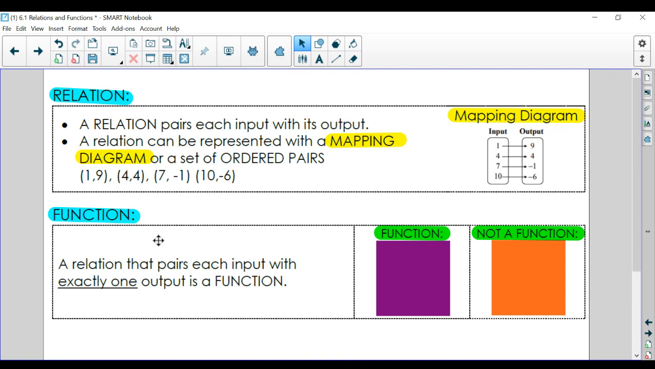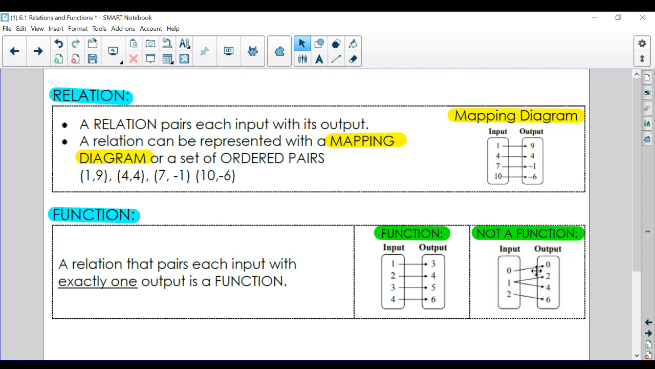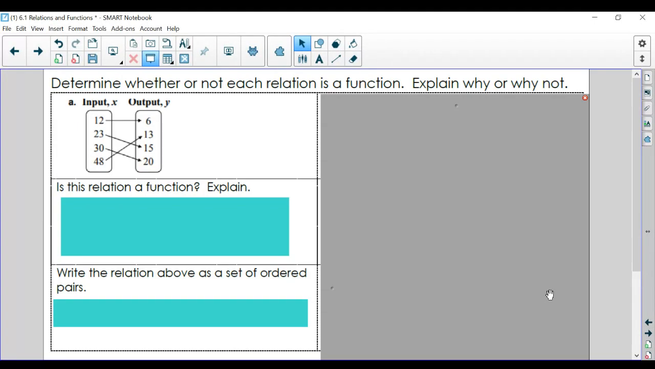A function then is a relation that pairs each input with exactly one output. So for example, here's our inputs, and they are paired with exactly one output. This is an example that's not a function because here's your inputs, here's your outputs. The input of 1 has 2 outputs. It has 2 and 4. So this would not be a function. So we're going to take a look at this and determine whether or not each relation is a function.